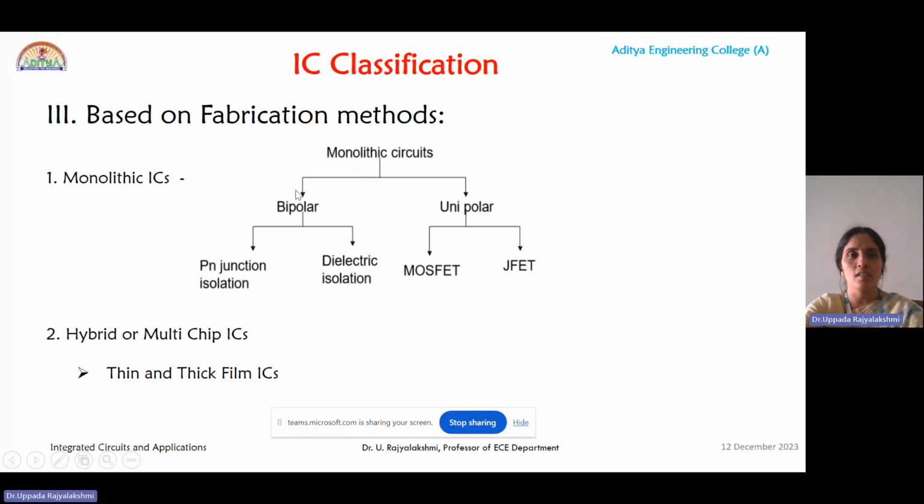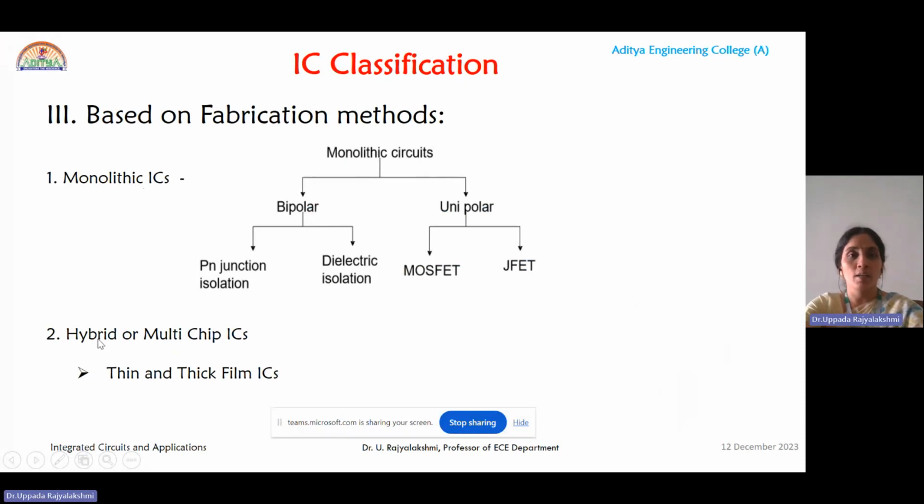First one is monolithic IC. Here you can see the monolithic IC. As the term suggests, it is a combination of two Greek words, one is mono and other is lithos. That is, here the active as well as passive elements are fabricated on a single silicon stone or chip. That's why it is called monolithic, single stone. And the monolithic ICs can be bipolar or unipolar based on the type of the transistor used in the circuit.